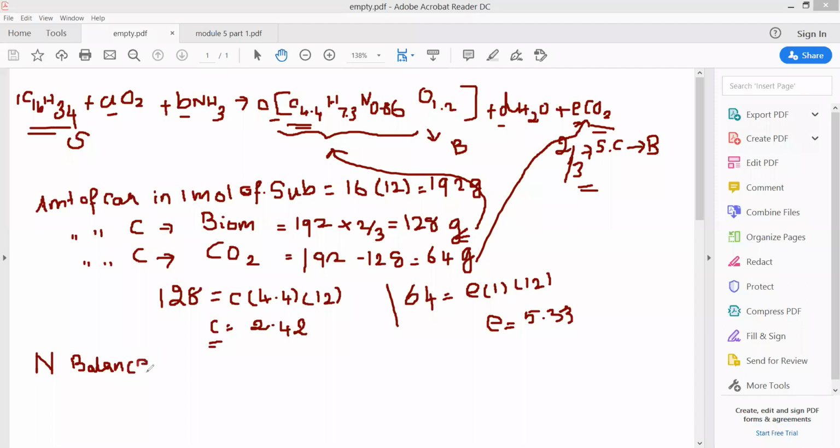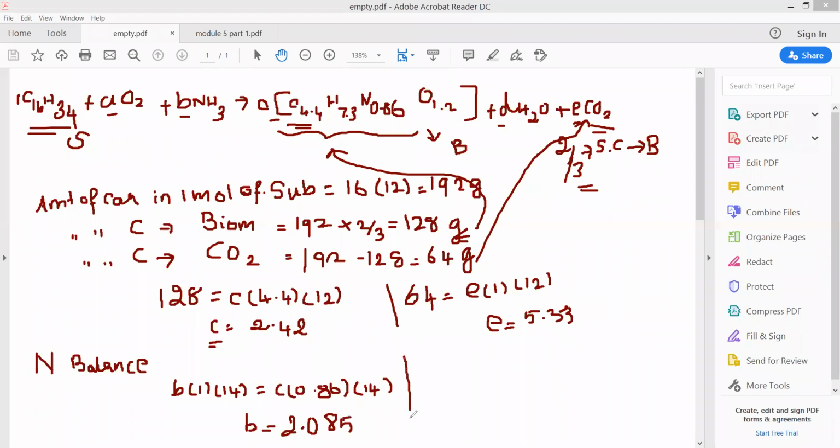Okay, now I have to go for the nitrogen balance. See how much nitrogen is present. So B into 1 into 14 is equal to C into 0.86 into 14. Remember you have to multiply with the atomic weight also. That is just an elemental balance, a material balance. So when you solve, you will get B is equal to 2.085. Okay, B is equal to 2.085.